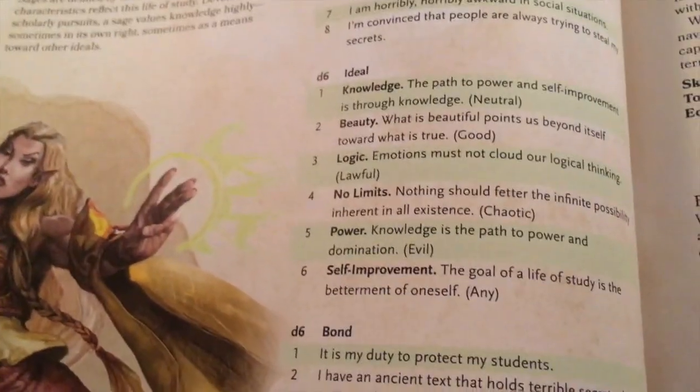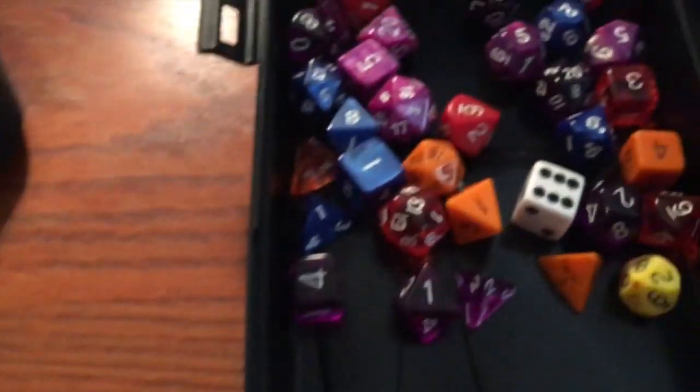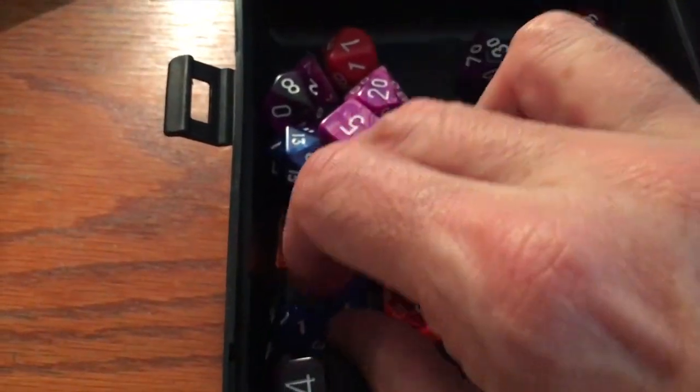Alright, then we're going to go to ideals. We need a D6. D6, let's go. Blue one. Get rid of that again. D6. 2.